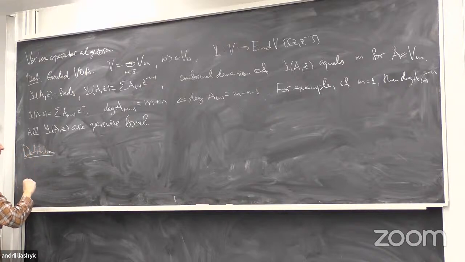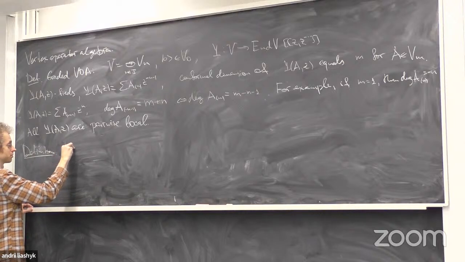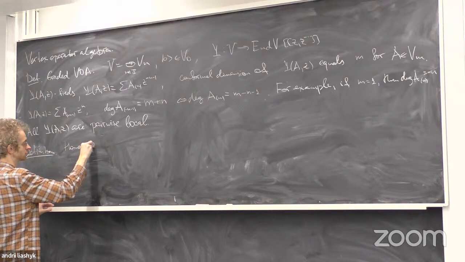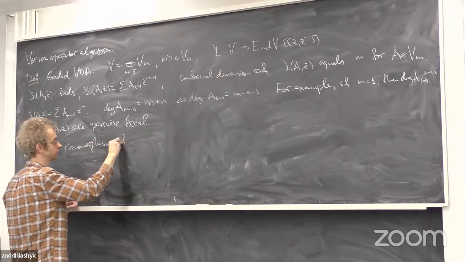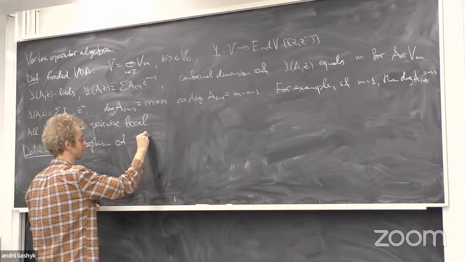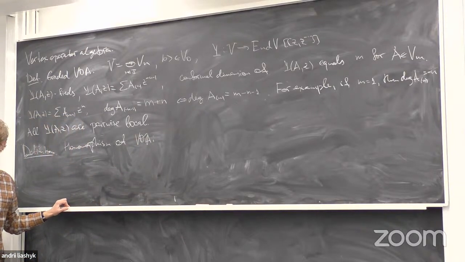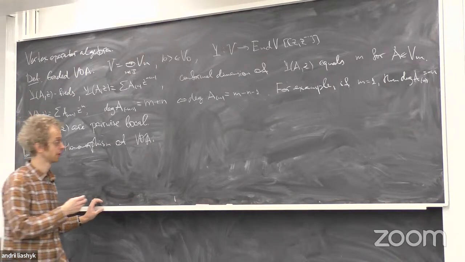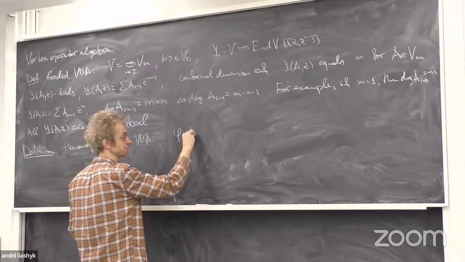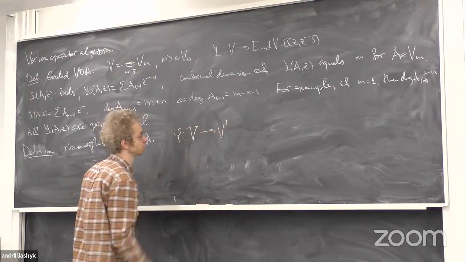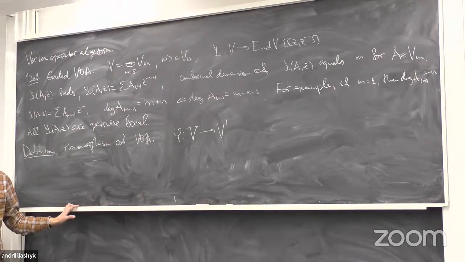Now let me also give a few general notions, which are rather standard. For example, let us define what is a homomorphism of vertex algebras. Can you guess what this should be? This is a map between the vector spaces, phi from V to V', where V and V' are vertex algebras. And what are the conditions we want it to satisfy?